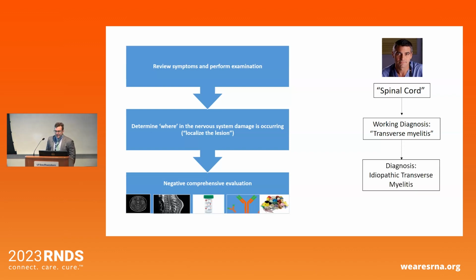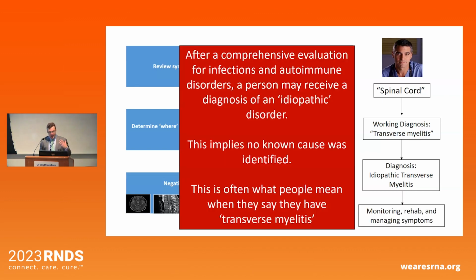This is where we get into the term idiopathic transverse myelitis, or moving forward, probably idiopathic myelitis. So this is somebody who we did everything that we could to work it up, but we did not find the cause. And that still occurs despite the fact that we're even using 2023 technology, we still have a significant proportion of cases where at that first stab, the known cause was not identified. So even after a comprehensive evaluation, a patient may have an idiopathic disorder. No known cause was identified.